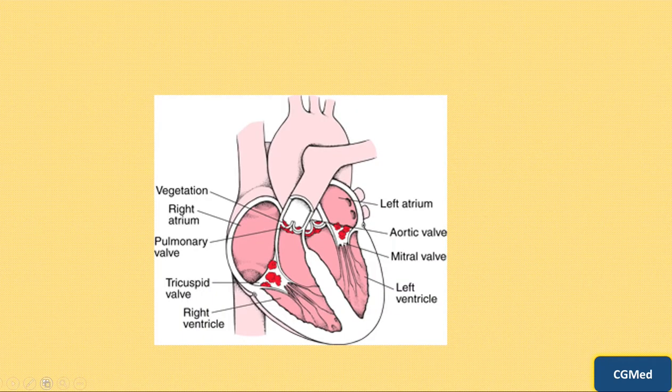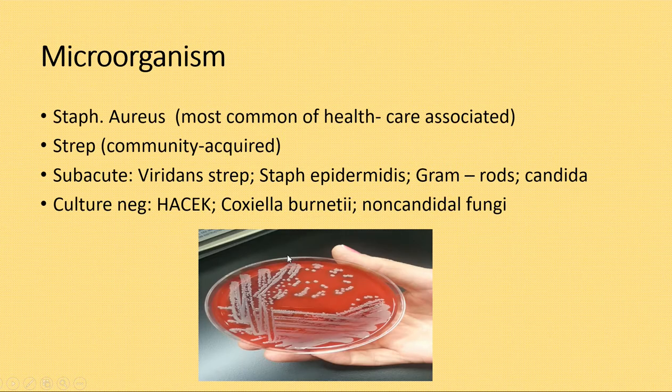So here we have on the left side of the heart, that is the most common, the aortic valve and the mitral valve. On the right side of the heart, the pulmonic valve and the tricuspid valve. That's going to be only 10%. What are the most common microorganisms? Staphylococcus aureus is the most common. Staphylococcus aureus affects especially normal heart valves and is the most common cause of healthcare-associated infective endocarditis.